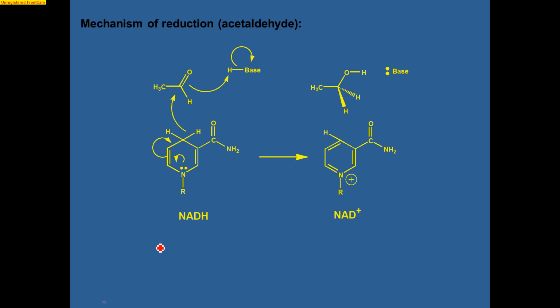So this just again goes through mechanistically how this is happening, where you have your ketone or aldehyde that's going to react with NADH. Your electrons are going to come up, your hydride is going to come over here, and then you're going to have your reduced product here.